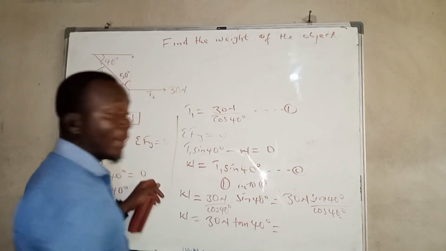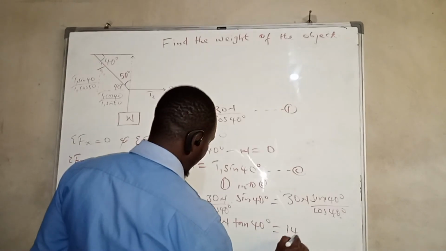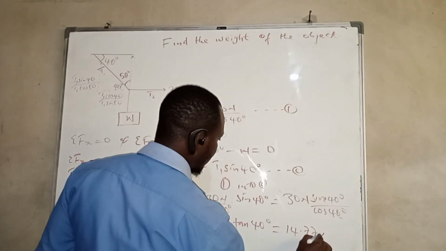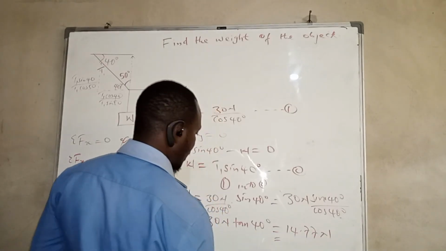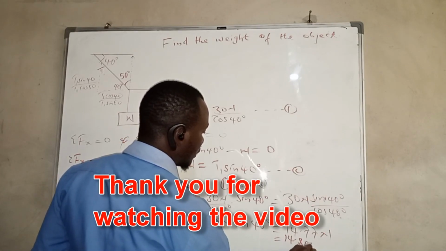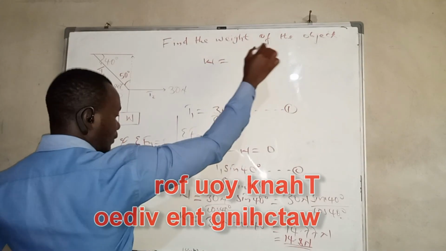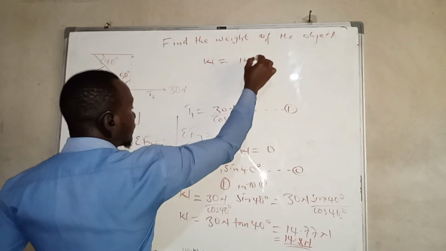When we punch this on a calculator, we are going to have 14.77 newtons, which will give us 14.8 newtons as the weight. So weight is equal to 14.8 newtons.